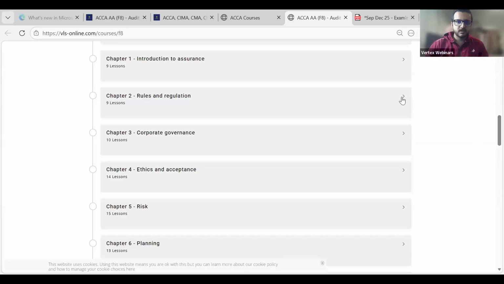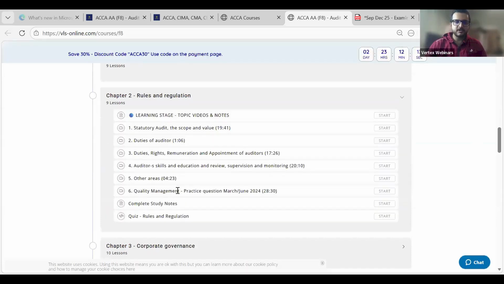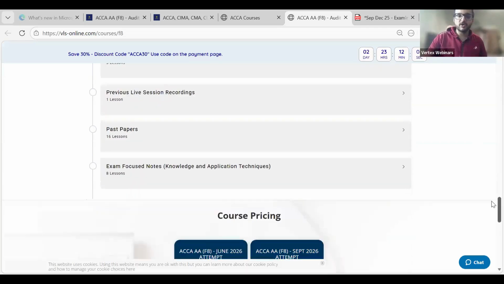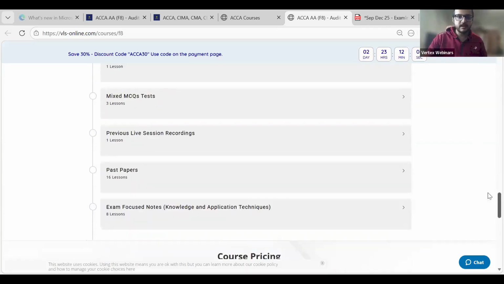So you've got the lectures, and under every chapter, you've got complete study notes, and you've got a quiz as well. So those are complete study notes that I was talking about while we were doing the PowerPoint slide. And like this here, under every chapter, you've got complete study notes. So these are the extra information notes that I was talking about. The exam technique notes, the knowledge and application notes, extra information notes.